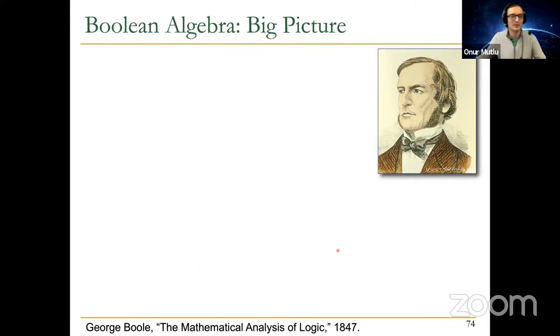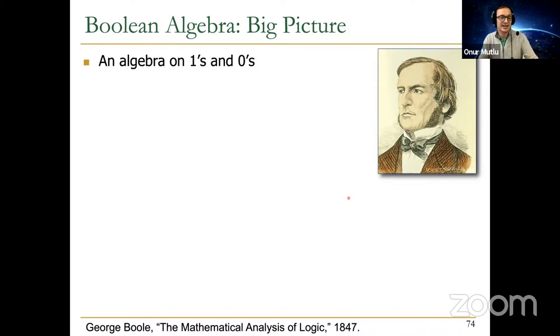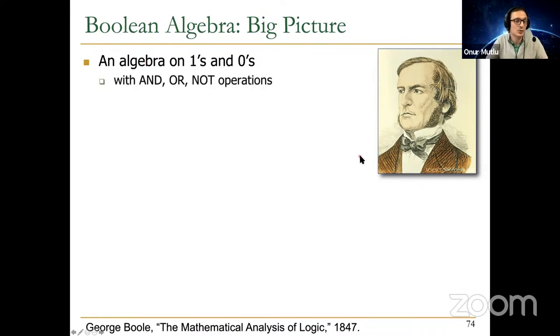And he has this beautiful book, The Mathematical Analysis of Logic, where he introduced his algebra. And that later affected binary logic quite well, actually, or digital logic quite well. So basically, Boolean algebra is an algebra on ones and zeros with AND, OR, NOT operations. Could be just NAND, actually, but AND, OR, NOT is fine.